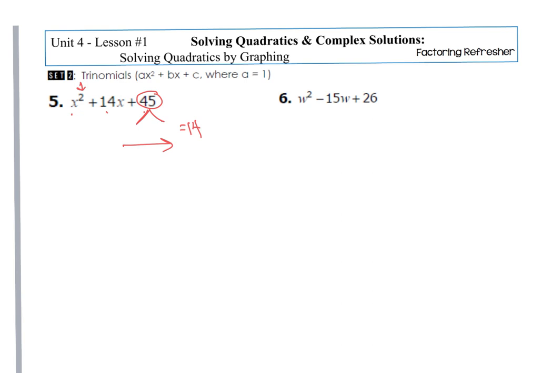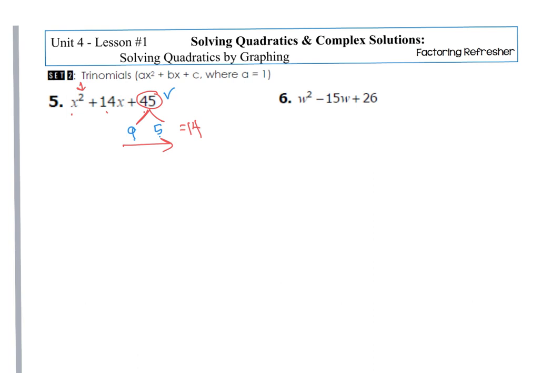So because we have a positive and a positive number that we are multiplying to and then adding to, the two factors will be positive as well. So that tends to make it a little bit easier when we're dealing with all positives. And I just start thinking, what multiplies to 45? The first things I think of are 9 and 5. So let's test that out. 9 times 5. 9 times 5 do make 45.